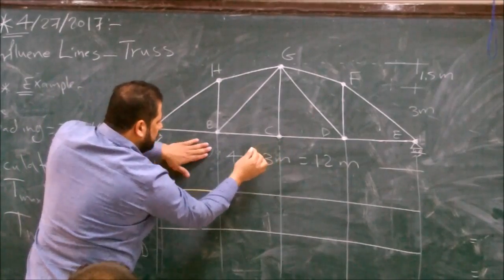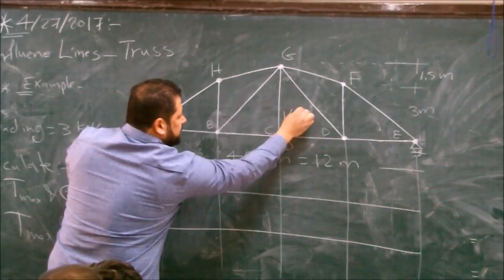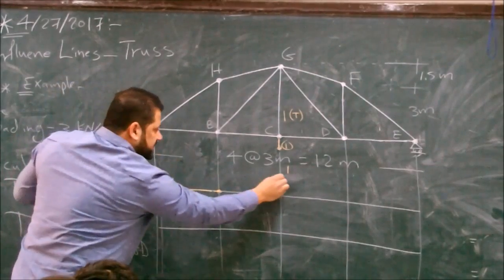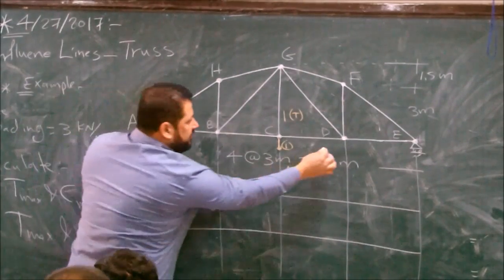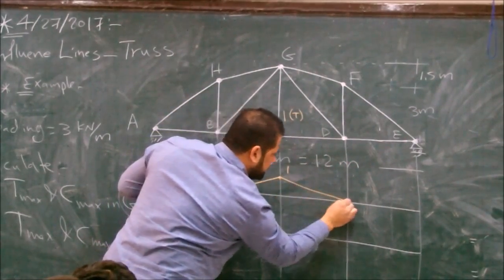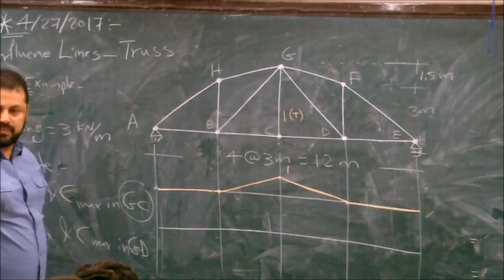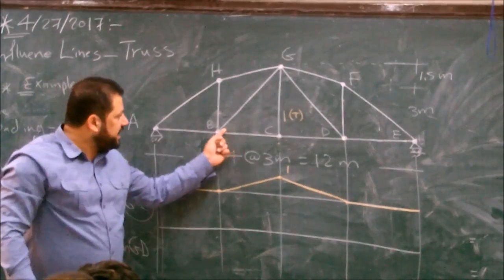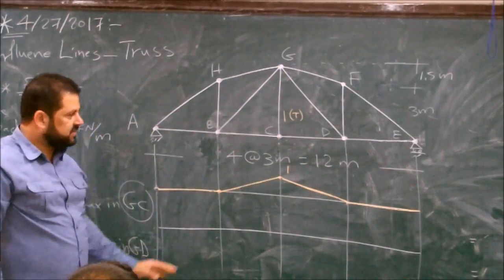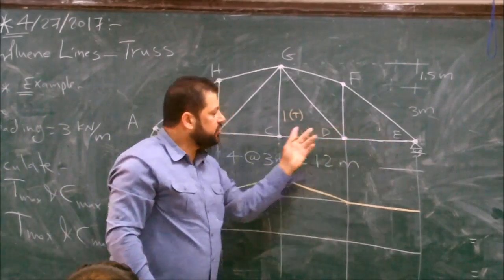Then when you have the unit load moved to here, this will be 1 positive tension. So this is 1. When you connect straight line, then when you move here, 0. You connect straight line. Then 0 here, straight line. So this is the influence line. Only when you have loading here and here, this member can have force. Otherwise, if the loading is here or here, no force in this member.